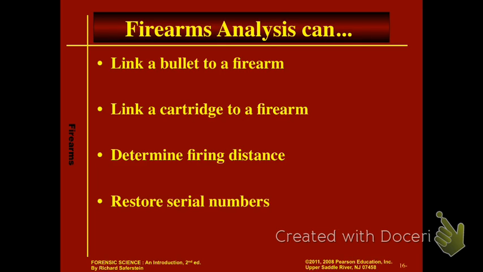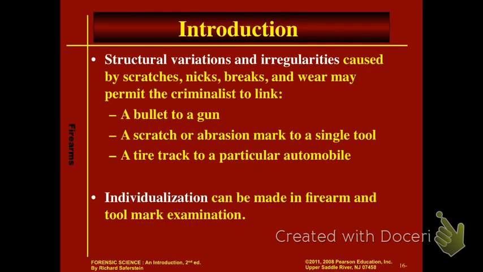Number one, link a bullet to a firearm. Number two, link a cartridge to a firearm. Determine firing distance, and you can restore serial numbers. Please notice that you cannot link a bullet to a cartridge. You cannot link a bullet to a cartridge. You can't ever tell that this bullet was paired with this cartridge prior to a weapon being fired.